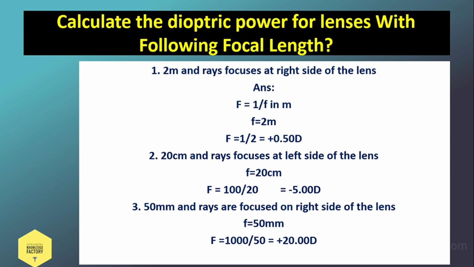Then second question, the light rays are focused on the left side. So the lens is concave and the focal length is 20 centimeter. So the formula becomes 100 by 20 equal to minus 5 diopter.